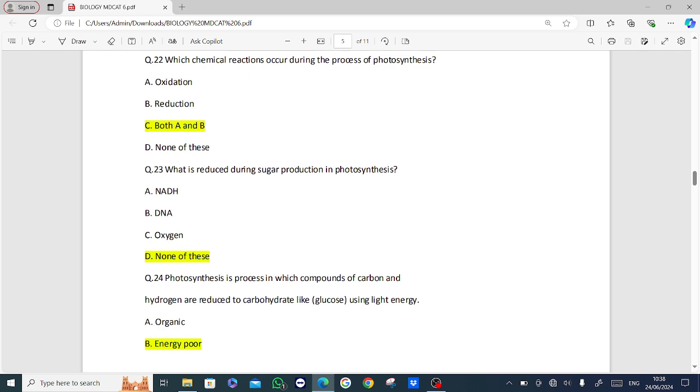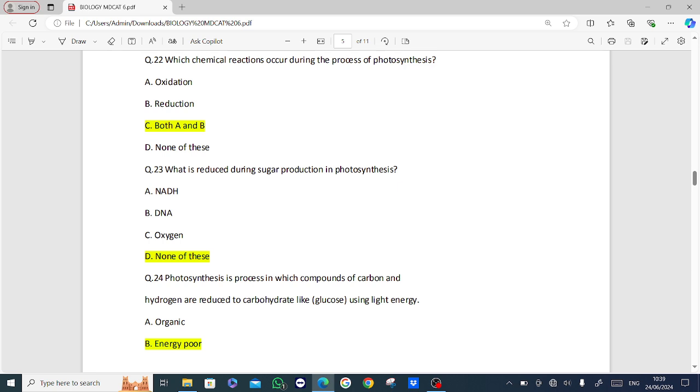Next MCQ is, which chemical reactions occur during the process of photosynthesis? Options are oxidation, reduction, both A and B, none of these. Answer is option C, both A and B.